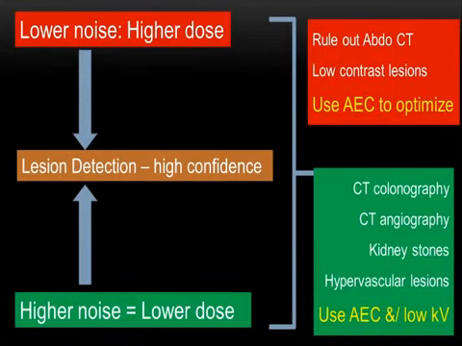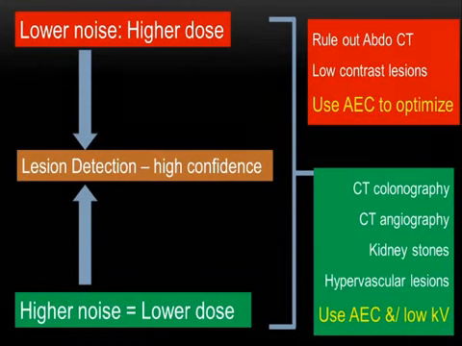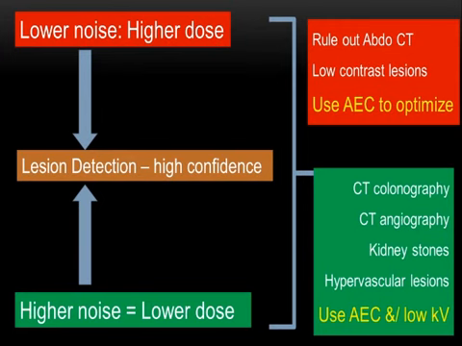So, in summary, for routine abdominal CT, for low contrast lesions in the liver, you do require higher dose as compared to other high contrast situations such as CT colonography, CT angiography, or kidney stones, or even detection of hypervascular lesions.